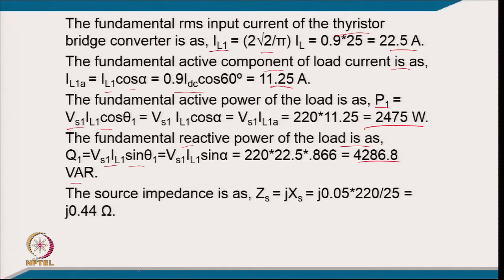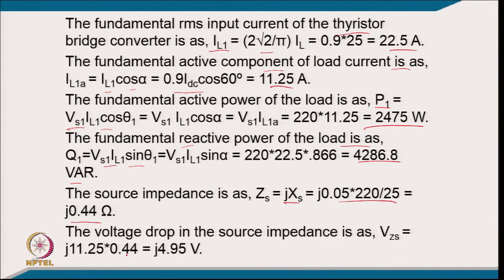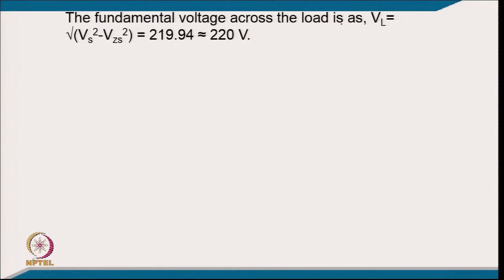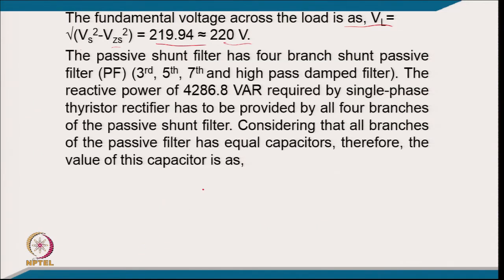4286.8 VAR, and the source impedance here is mainly inductive, jXLS. So, this is 5% of typically the load impedance, 220 by 25. So, it comes 0.44 ohm, and the voltage drop across the source impedance, which is the current multiplied by the source impedance, is j4.95 volt, and the fundamental voltage across the load will be VL equal to the square root of Vs squared minus Vz squared. So, it comes 219.94 volt, around 220 volt.